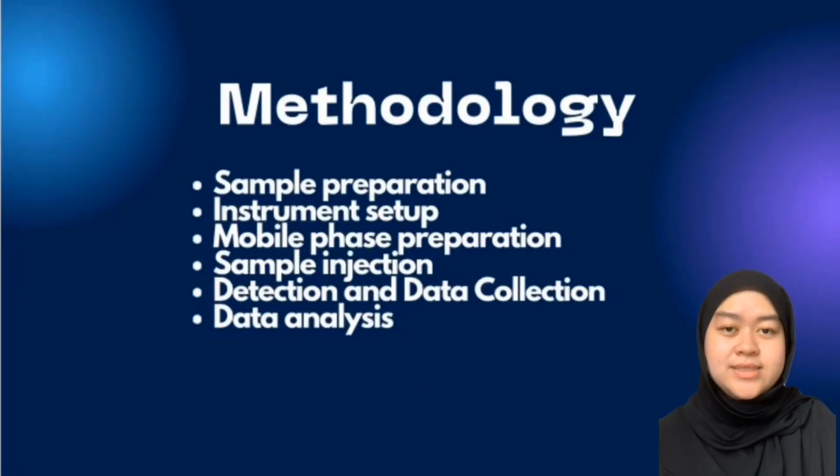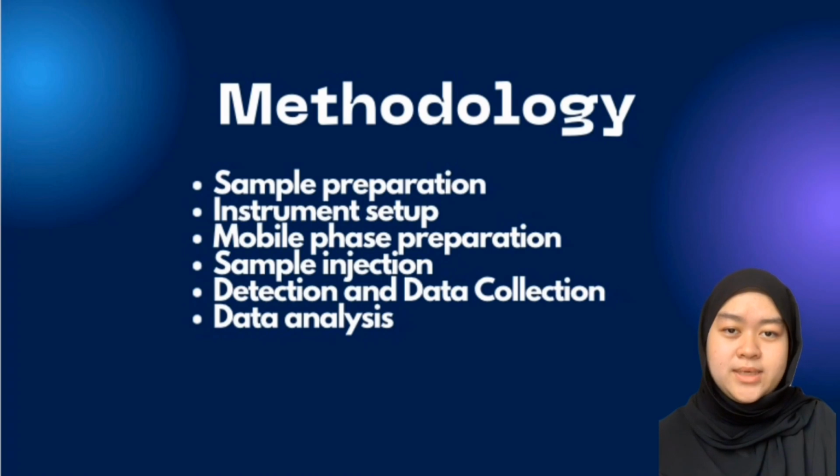Next, there are several steps in HPLC that need to be done. For the preparation of the sample, ensure that your sample is properly prepared, and then set up the HPLC instrument by checking and adjusting parameters such as flow rate, column temperature, and detector settings. You also need to prepare the mobile phase, which is the liquid that carries the sample through the column. Inject the prepared sample into the HPLC system.